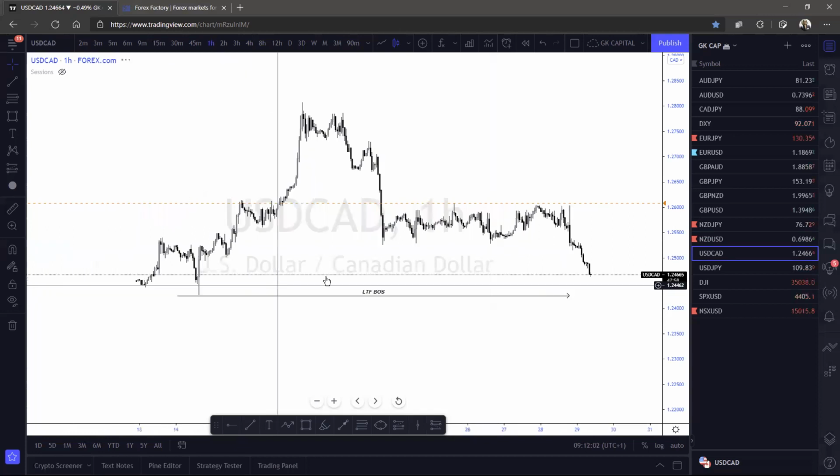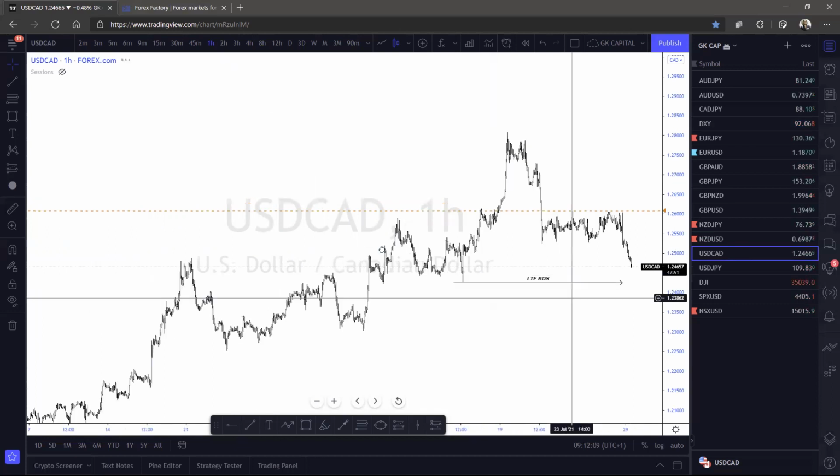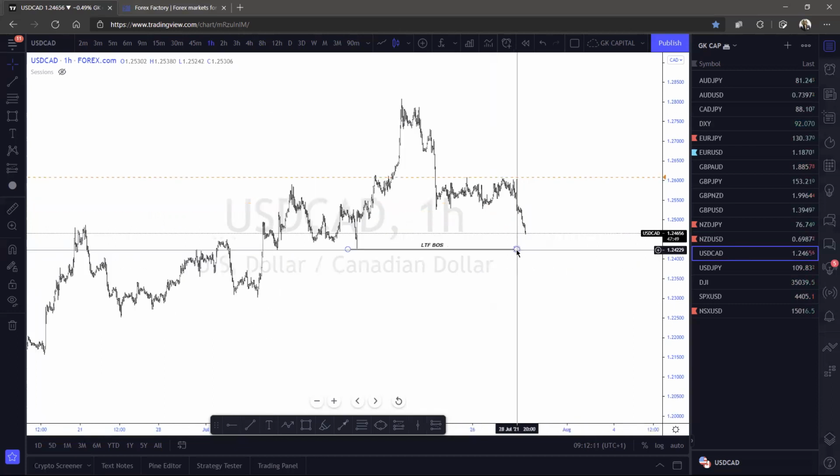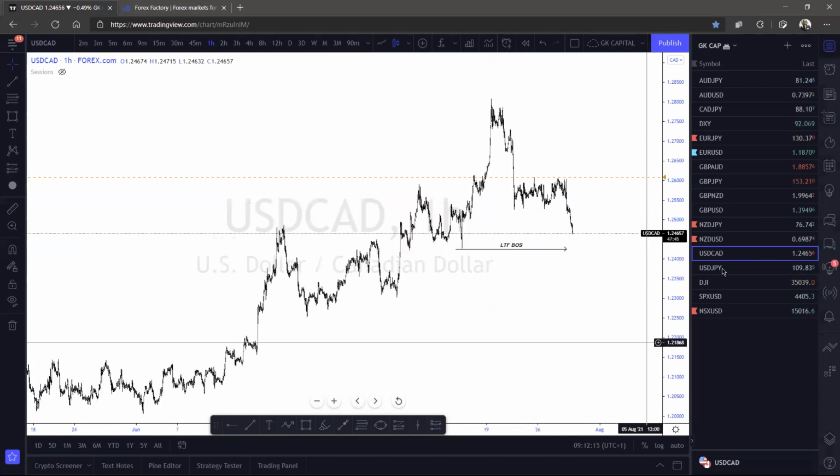I personally don't think this would hold, simply because DXY is bearish as well, and we're looking for this to get broken. So this gets broken, wait on the pullback, and then we can take it down lower.